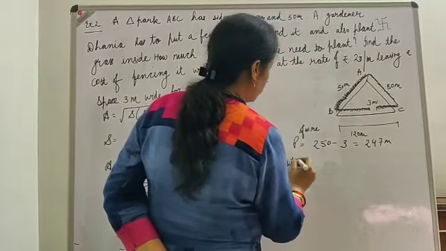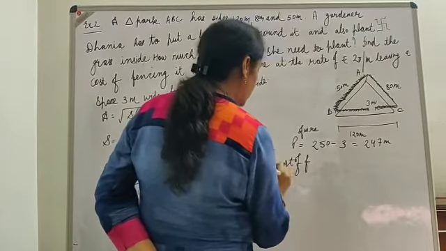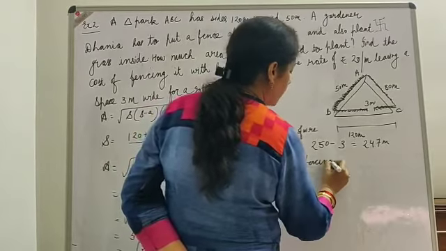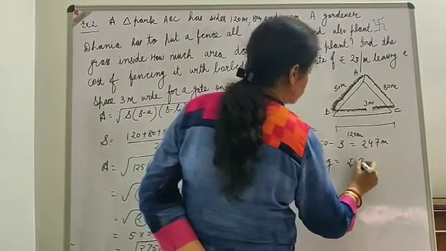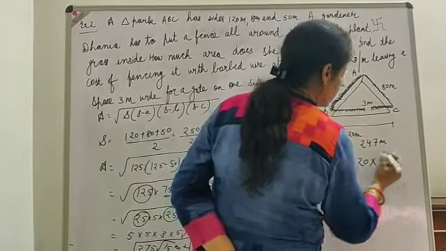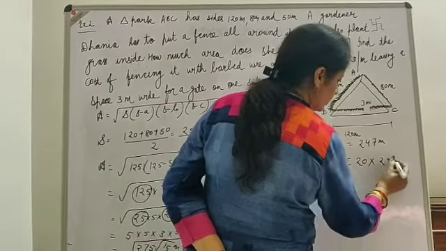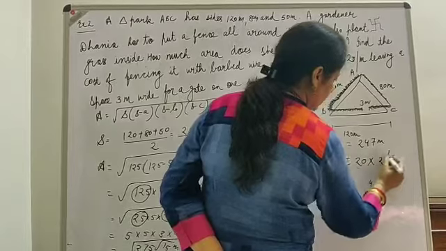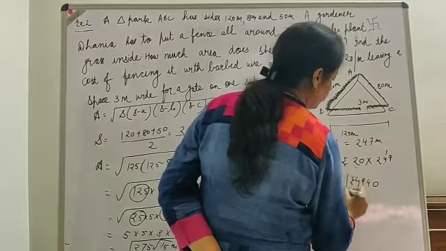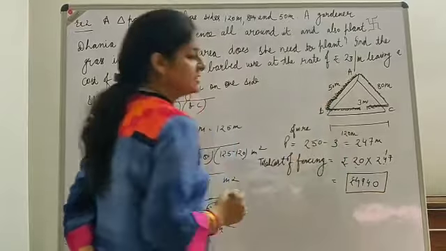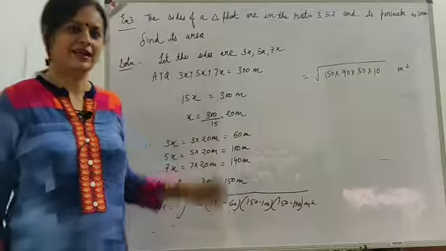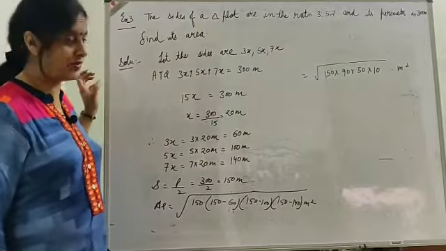So total cost of fencing by the barbed wire is equal to rupees 20 for 1 meter and total you are having 247 meter. 2 7s are 14, 2 4s are 8 plus 1 is 9, and this is 4, 2 2s are 4. Rupees 4940 is the total cost of fencing. Am I clear? Let's do third example which is also very easy.